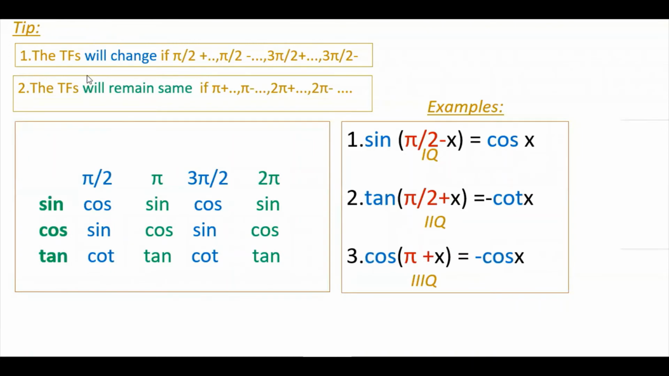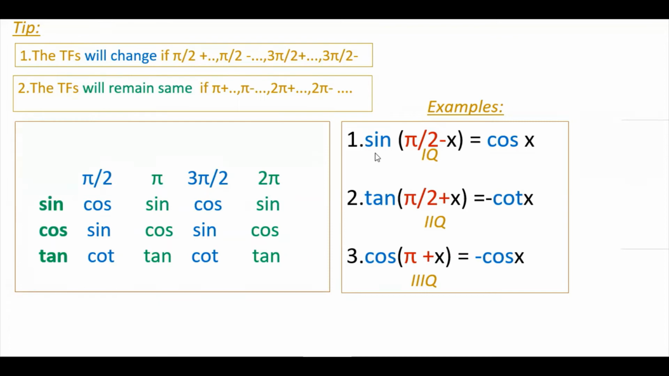This is another tip. Here, if the angles are pi by 2 minus, pi by 2 plus, or 3 pi by 2 minus, 3 pi by 2 plus, then the trigonometric functions will change from sine to cos, cos to sine, tan to cot. And whenever it is pi minus, pi plus, 2 pi plus, 2 pi minus, then the trigonometric function will not change. See here, all are same.